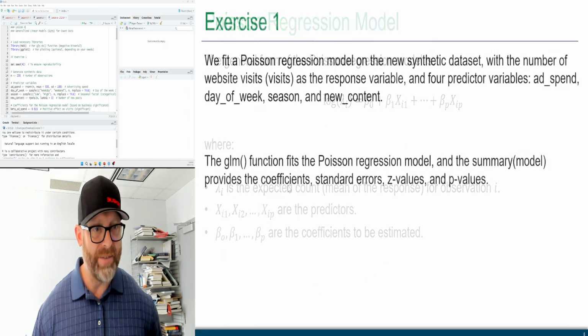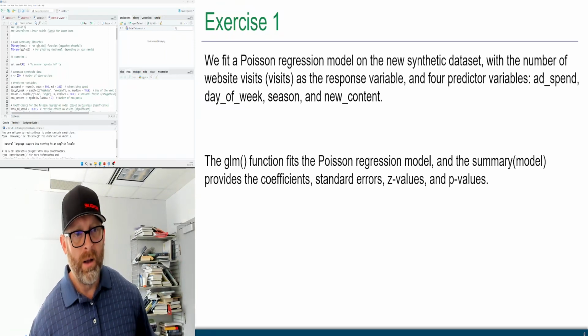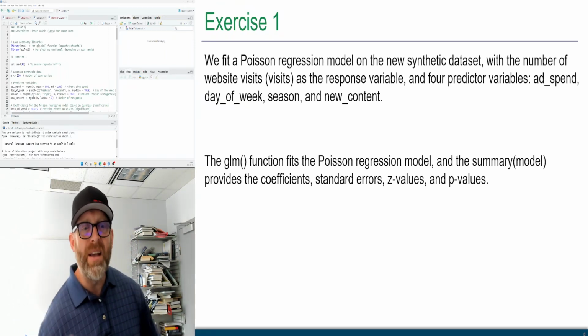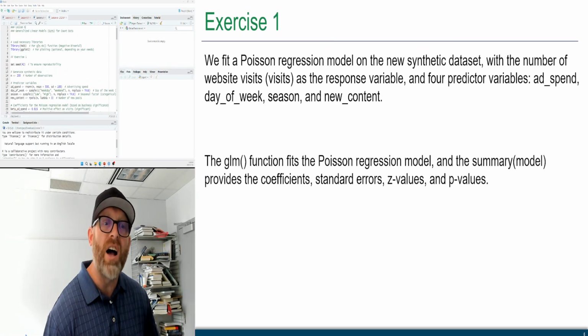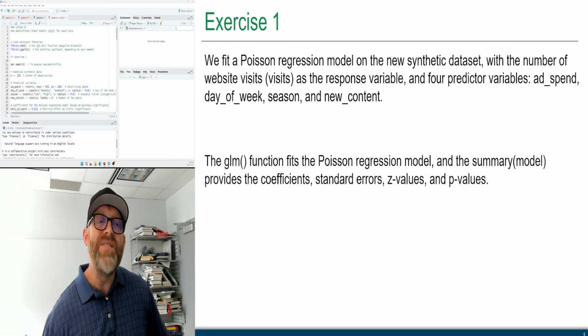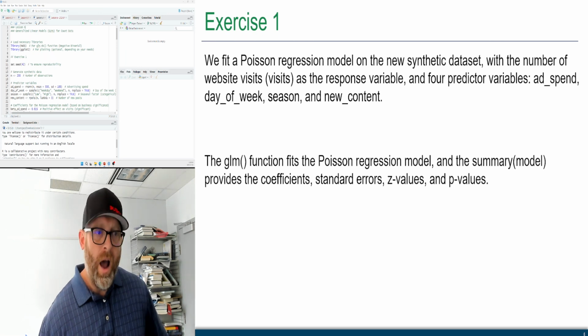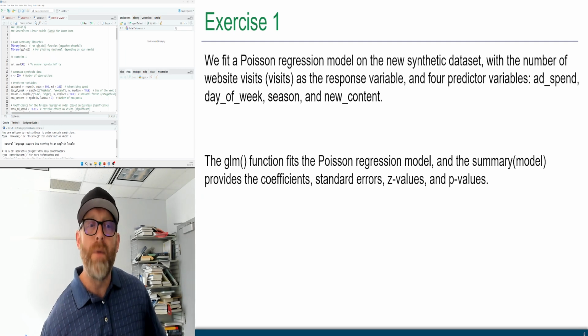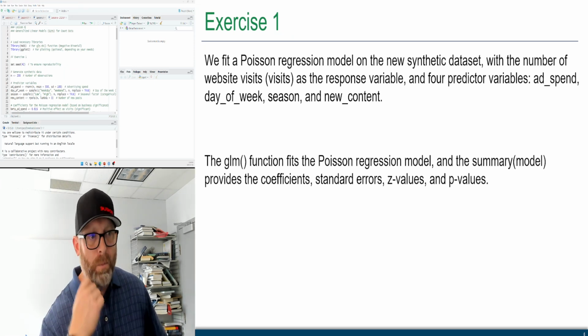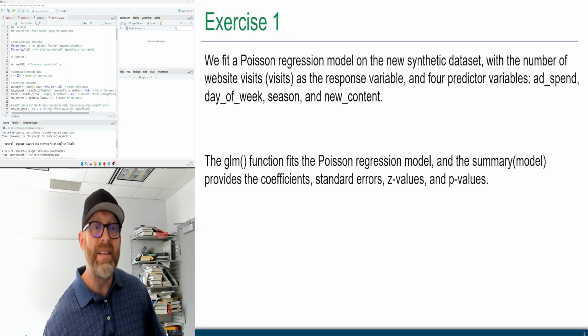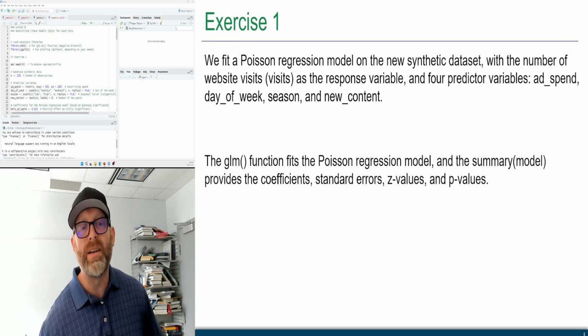All right, what else do we have here? All right, so for exercise 1, this is going to be building that synthetic data set that we were talking about. So we're going to fit a Poisson regression model on the new synthetic data set with the number of website visits as our response, and 4 predictors, which are advertising spent, day of the week, season, and whether or not new content has in fact been created.